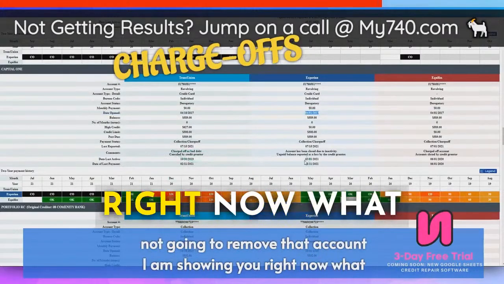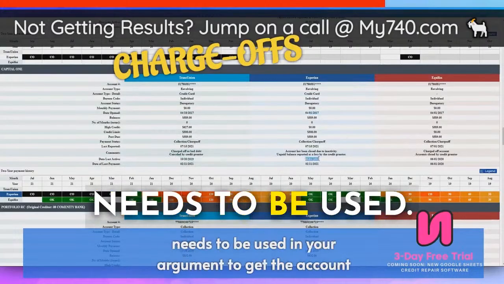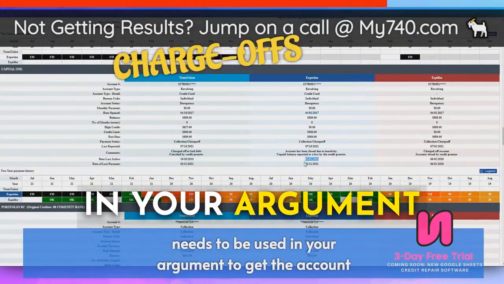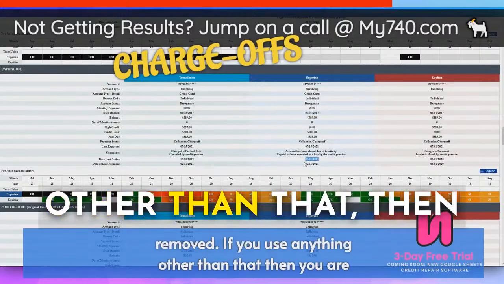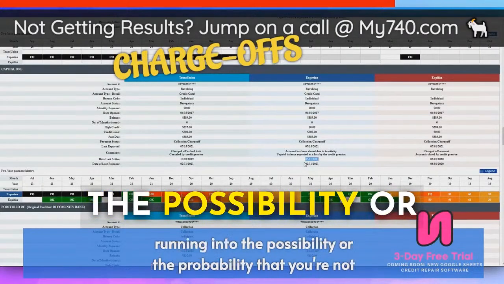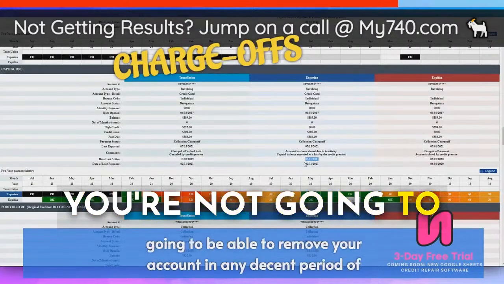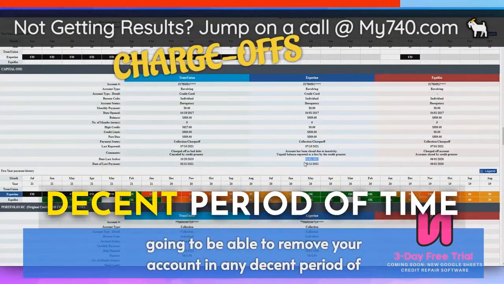I am showing you right now what needs to be used in your argument to get the account removed. If you use anything other than that, then you are running into the possibility or the probability that you're not going to be able to remove your account in any decent period of time.